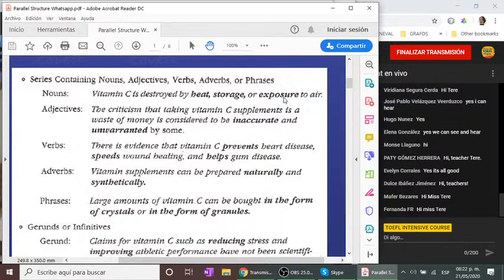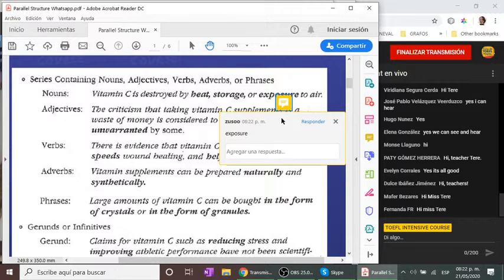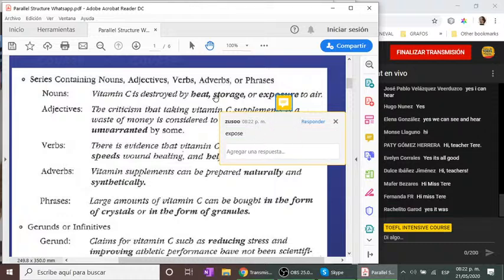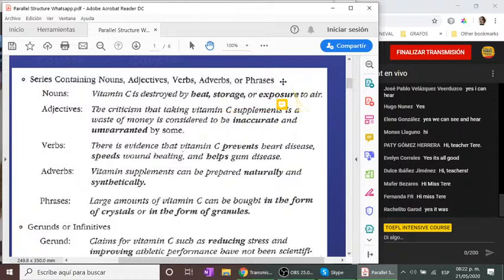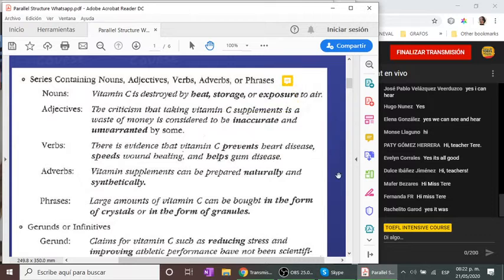Un error sería que aquí dijera, por ejemplo, exposure. ¿Se fijan? Un verbo que estuviera heat storage and exposure, expose, así, que estuviera un verbo con otros dos sustantivos. Normalmente estos los van a reconocer muchísimo en el examen porque son listas de 3. Entonces, vamos a ver, como aquí, ¿qué significa inaccurate and unwarranted by some?